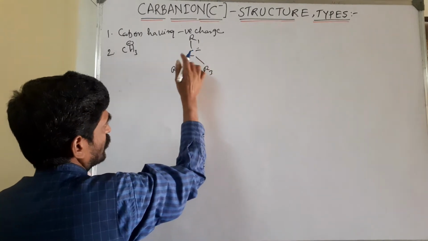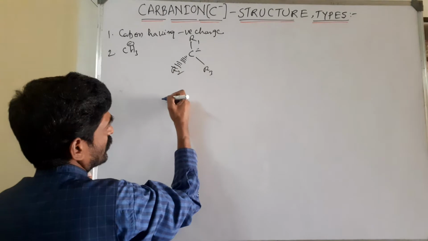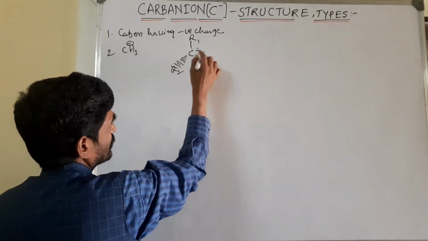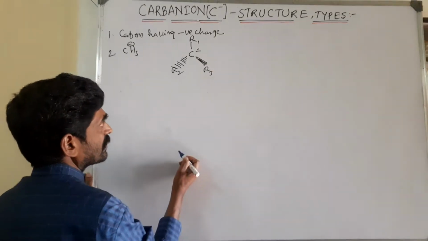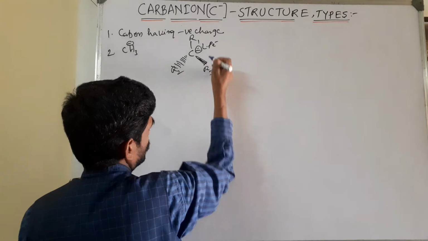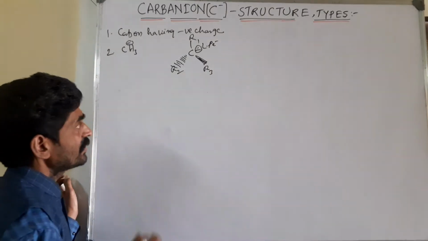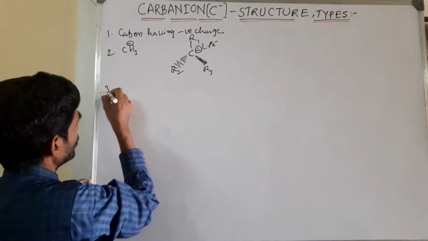You can represent this according to stereoisomerism. So this one is away from the observer, and this one is toward the observer. Here one lone pair of electrons is present.